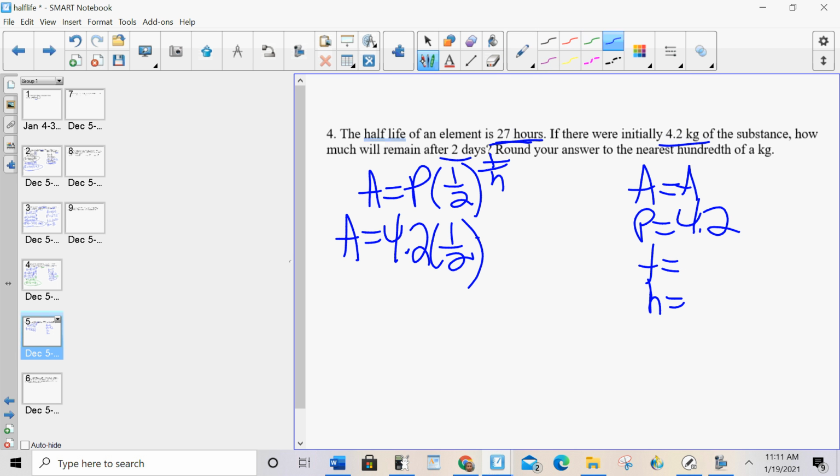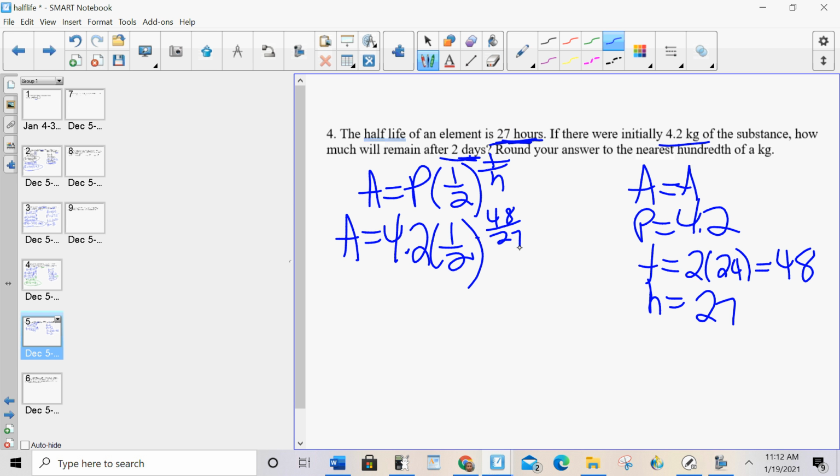The units must match. So we have a half-life of 27 hours. Our time is 2 days. They have to be the same unit. So if my half-life is 27 hours, then my time needs to be in hours as well. So since it's 2 days, I would multiply the days by 24 to get 48. This way they're both hours. So my T over H would be 48 over 27. And yes, it does matter which one's on top. The T must be on top, the H must be on the bottom.